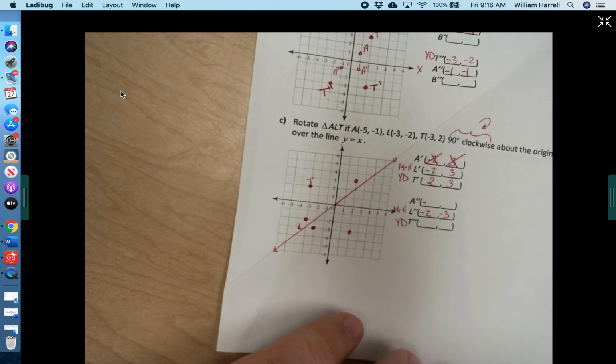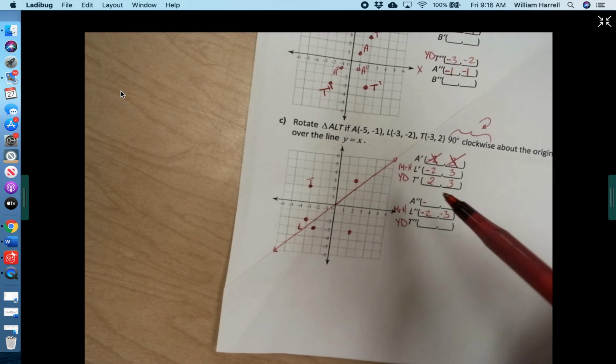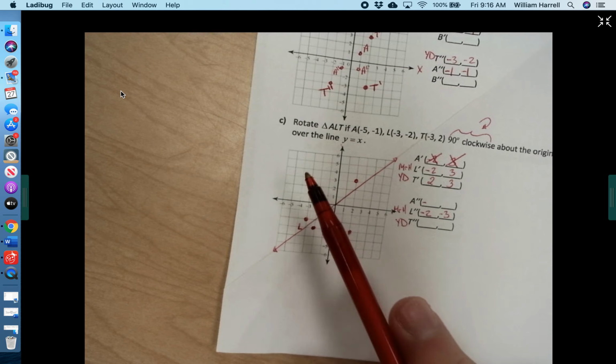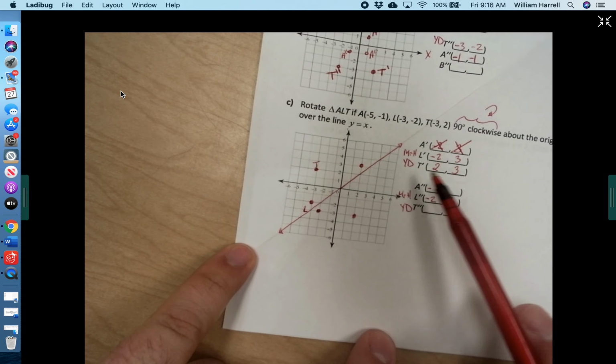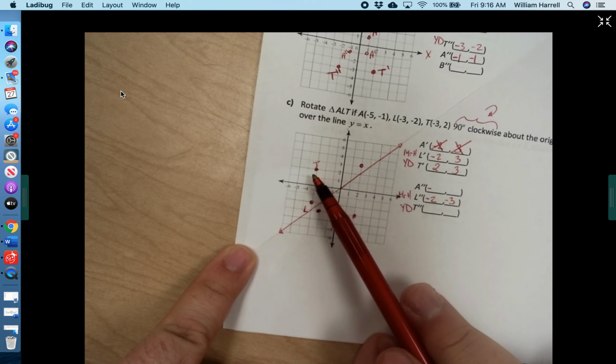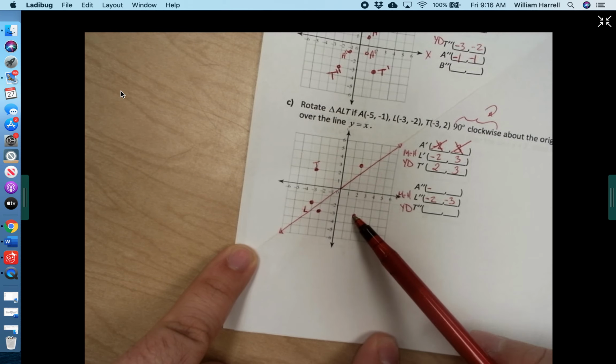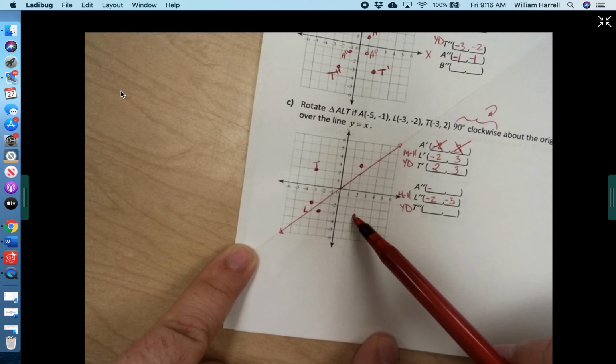I just made a mistake because I got too happy. After I plotted my first point, I didn't plot my image after I rotated it. So slow down, don't make that mistake. That's another very common mistake, people not taking the time to slow down and plot their second point.